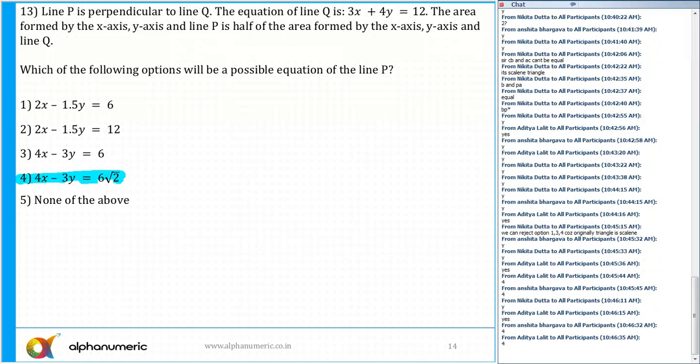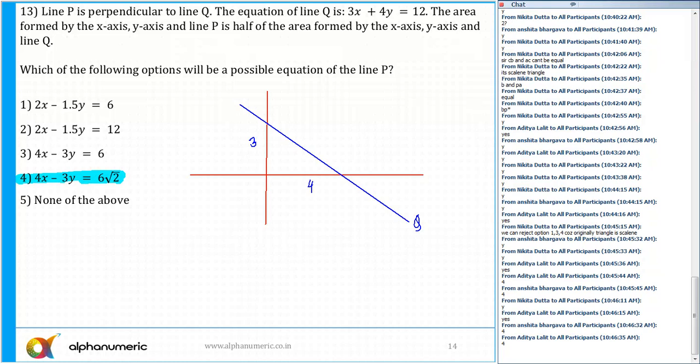So it says line P is perpendicular to line Q. So we know that there is a line P and the line Q. These two lines are perpendicular to each other. The equation of the line Q is 3x plus 4y equal to 12. So 3x plus 4y equal to 12, I can draw a line like this one easily. So this is the line Q, y is equal to 0, so x is equal to 4. So this point is 4 and this is 3. Yeah, this is Q.